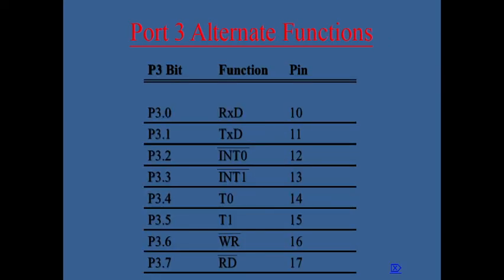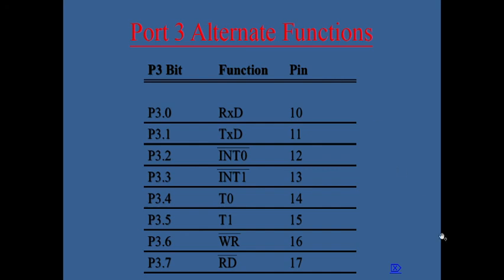If you observe the pin diagram of the 8051 microcontroller, port 3 also has alternate functions. Port 1 has only IO pins, and port 0 has AD0 to AD7, the multiplexed address data bus, whereas port 2 has A8 to A15, the address lines. In the case of port 3, they also have alternate functions.